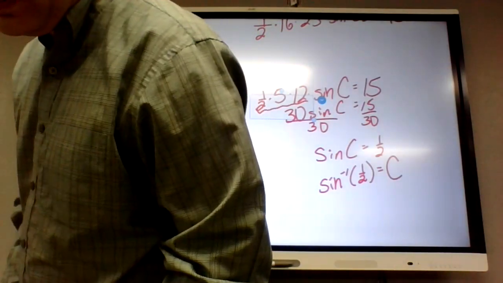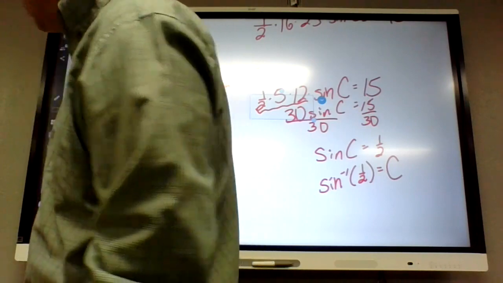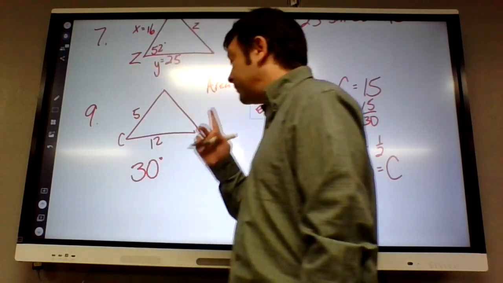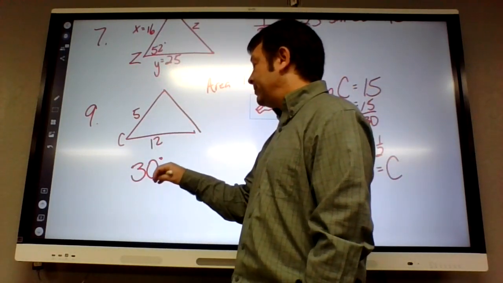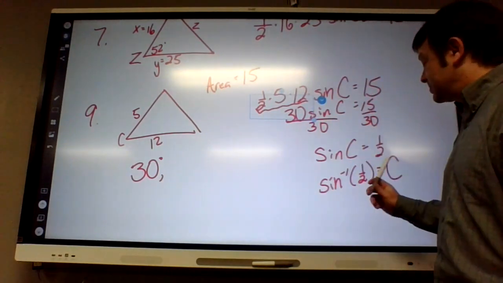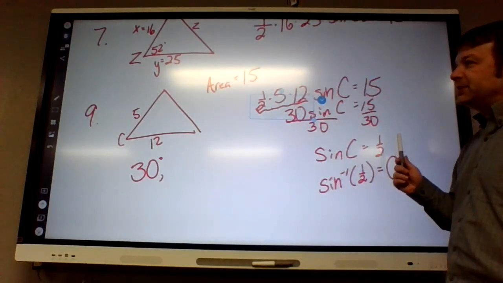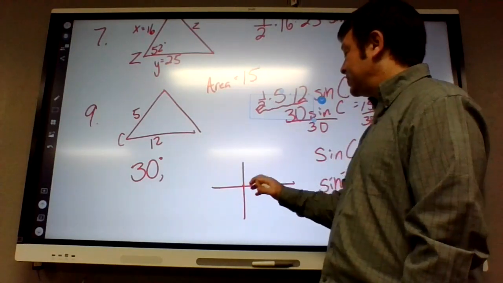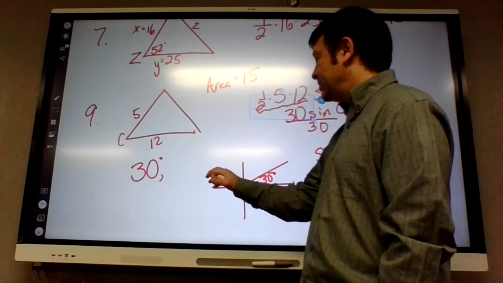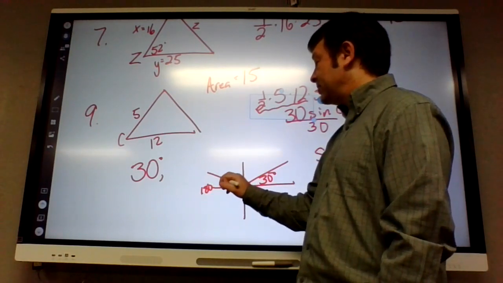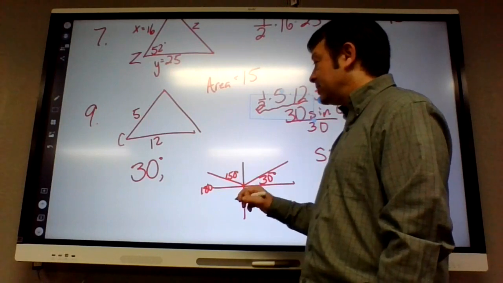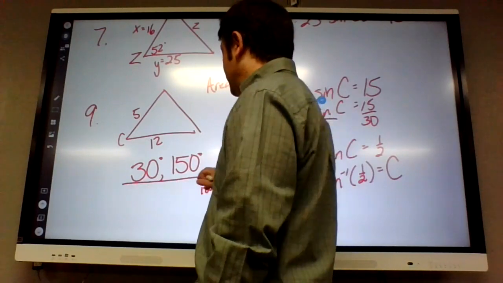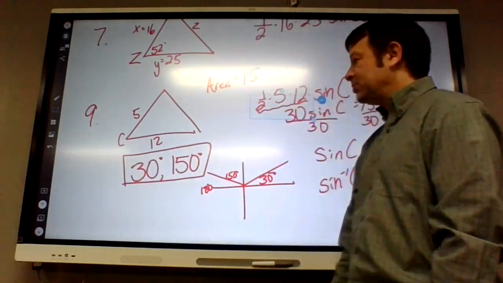Really? Yeah, it is. However, and this is what they were trying to point out on number 1 through 4, there's another angle that could actually give you this same ratio: 150. Where else does sine equal something positive? Over here. So 180 minus 30, which is 150, should also give you that same answer. So there are 2 answers. And number 10 is like this, somewhere.